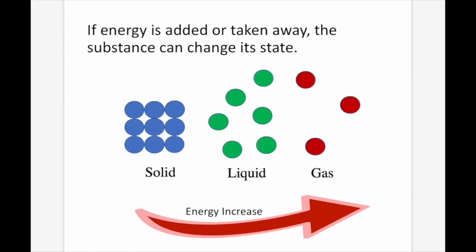If energy is added or taken away, the substance can change state. So if we add energy, we're going to go from solid to liquid to gas. And if we remove energy, like if we cool something down, we're going to go from gas to liquid to solid.